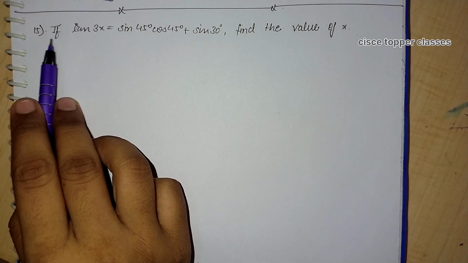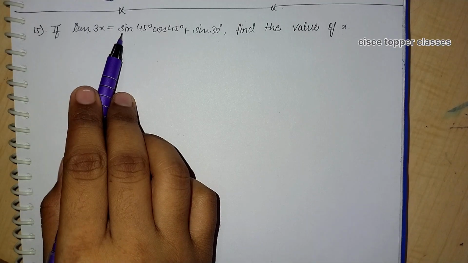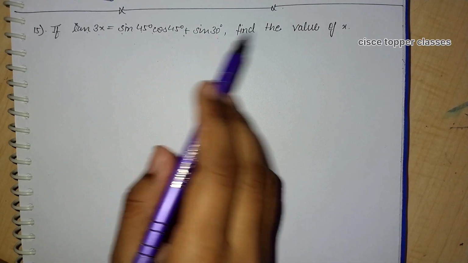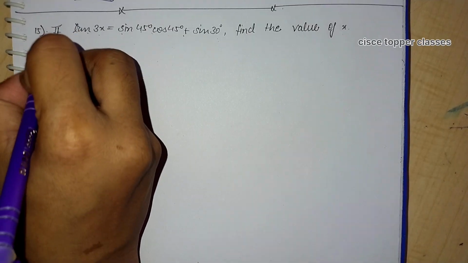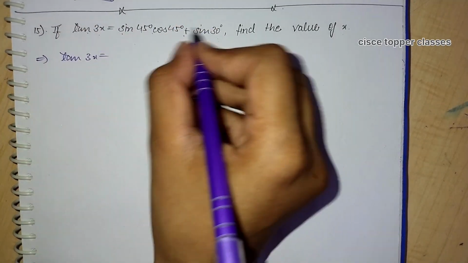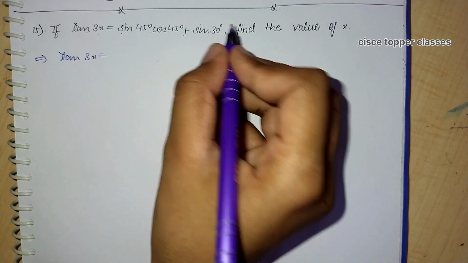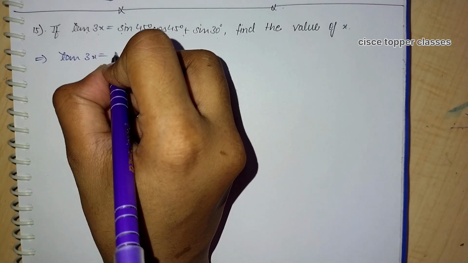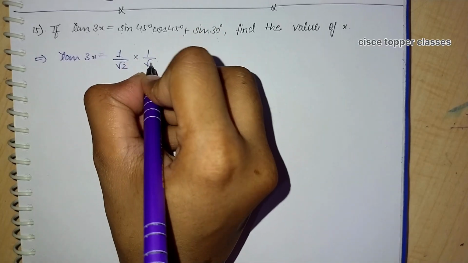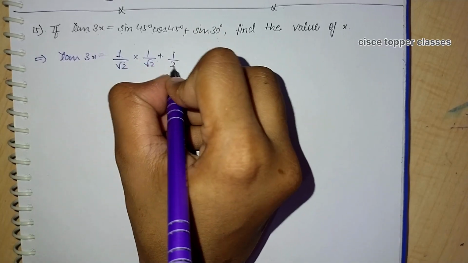Let us solve question number 15. If tan 3x is equal to sine 45 degree cos 45 degree plus sine 30 degree, then find the value of x. So here firstly we will put all the values of sine and cos, and also sine 30 degree. Because we know sine 45 is 1 by under root 2, and again cos 45 is 1 by under root 2, plus sine 30, which is 1 by 2.